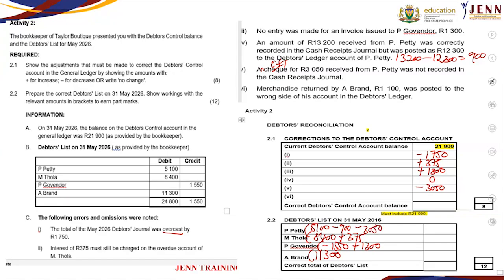Why are we minusing on both? Because remember they said this information was not recorded in the journal. If it was not recorded in the journal, there is no way it can be posted to the ledger accounts. Remember, debtors list represents the debtors ledger, while debtors control represents the general ledger. So if it's not recorded in the journal, it cannot be posted to the ledger account. That is absolutely correct. And then the last Roman, merchandise return by A. Brent, 1,100, was posted to the wrong side of his account in the debtors ledger.